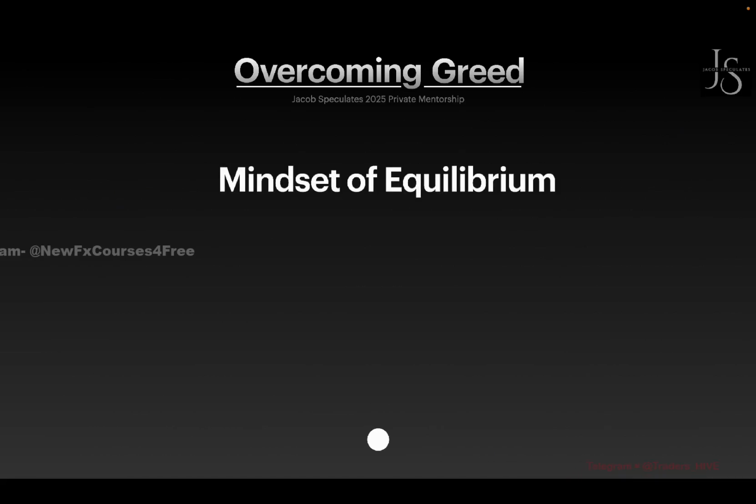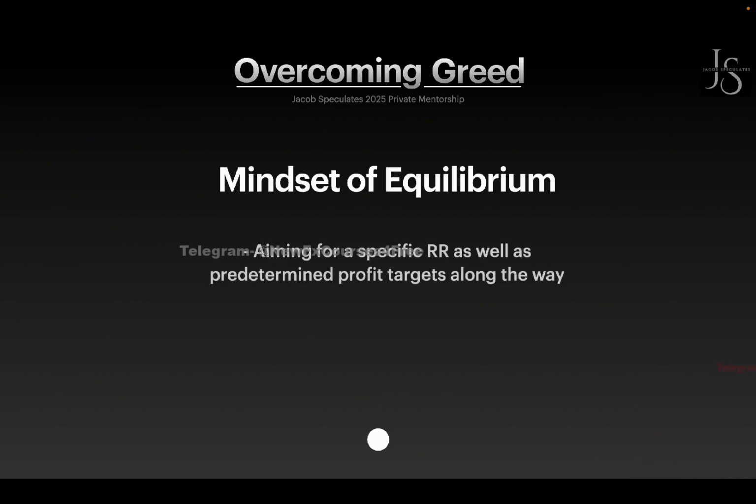So how to stay in the mindset of equilibrium whenever it comes to overcoming greed is you are aiming for a specific risk to reward as well as predetermined profit targets along the way. So if you do take a trade and it ends up winning and you hit your risk to reward, you hit your profit target, and price offers a couple more points or a couple more handles, there's absolutely no reason to think, oh, I should have held on to it longer, or I should have done this or that. You went into the market, you conducted your business, you followed your process, you did what you were supposed to do. So there's no reason to feel greed and feel like you should have held on to something for too long.